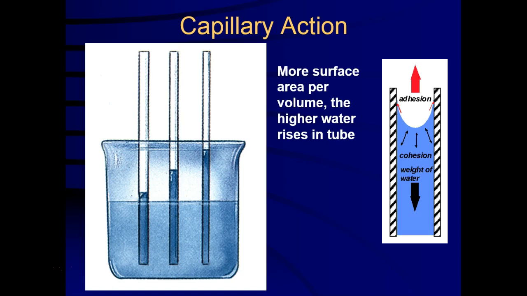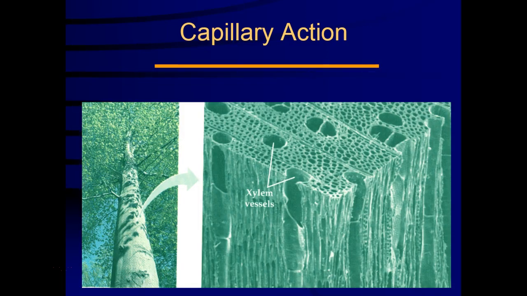You can use capillary action. And if you go and look at vascular plants and make a section through them, you'll see that it's composed of a bunch of tiny tubes. These tubes are called xylem. These are vessels.